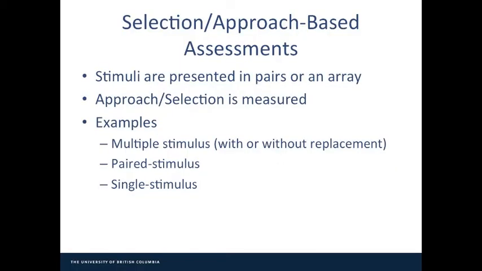So thinking about selection-based assessments, these would be assessments where we're observing how often the individual selects each of the different items. In these types of assessments, the stimuli are presented most often in pairs or in an array. Not always, there are single stimulus assessments. And then we simply measure how often the individual selects or approaches those specific items. There's a few different examples there. We'll talk in more detail about the multiple stimulus and paired stimulus.